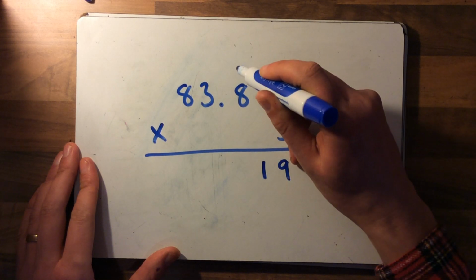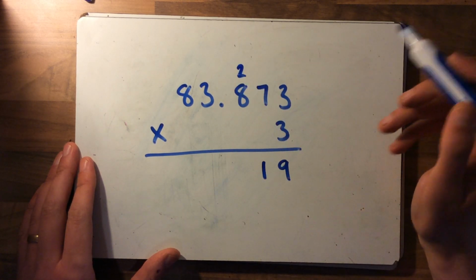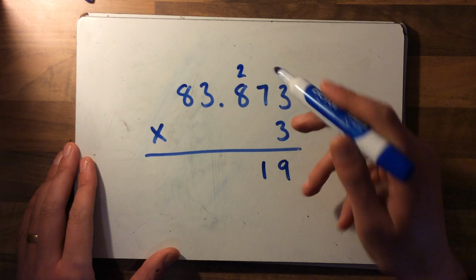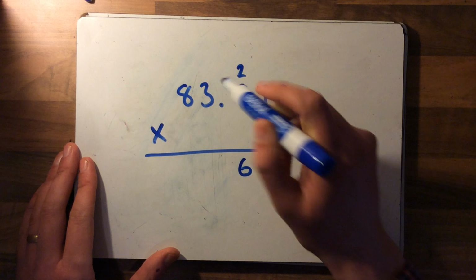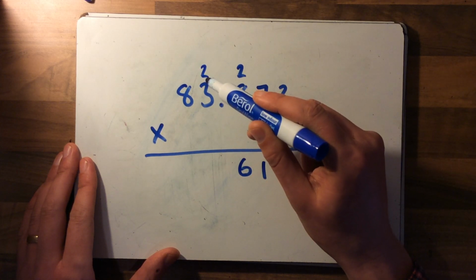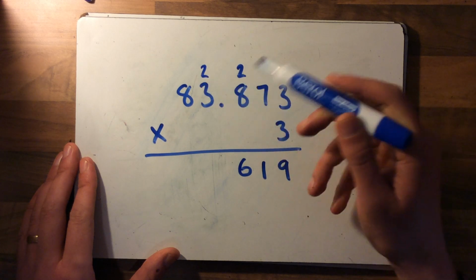The 1 goes there, the 2 gets bumped over to the next column. 3 times 8 is 24. Add the 2 is 26. So the 6 goes there, the 2 over in the next column. Remember, not above the decimal point, over on the 1s column.